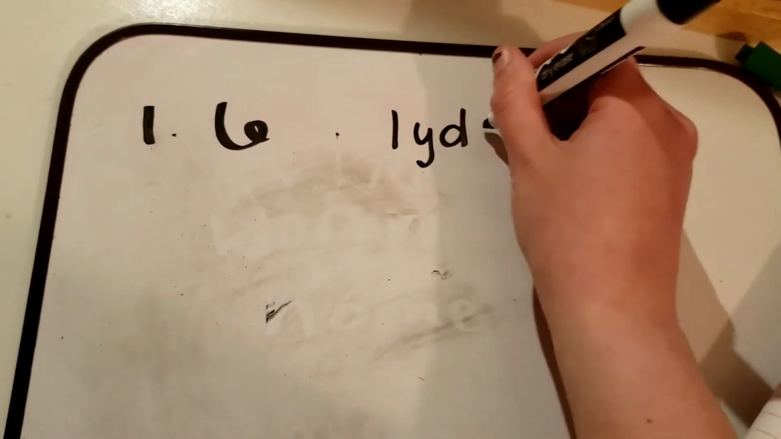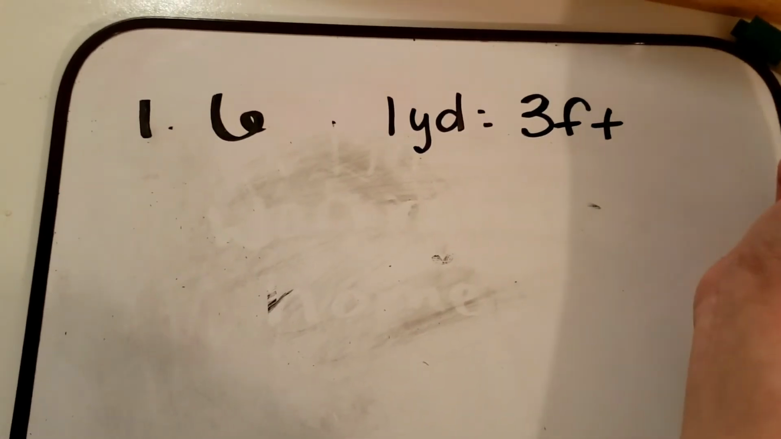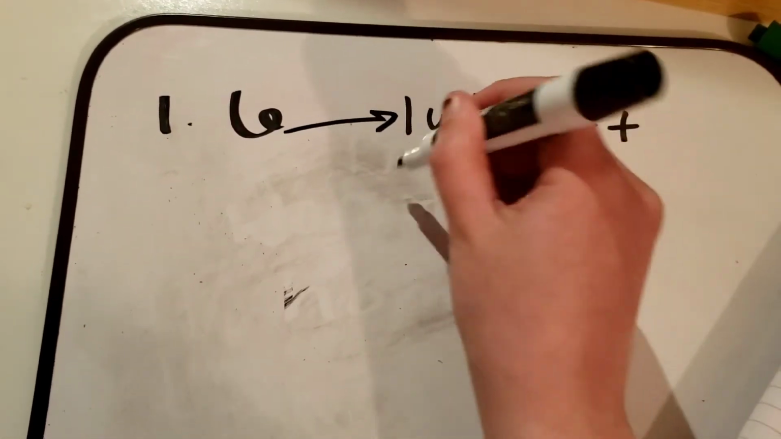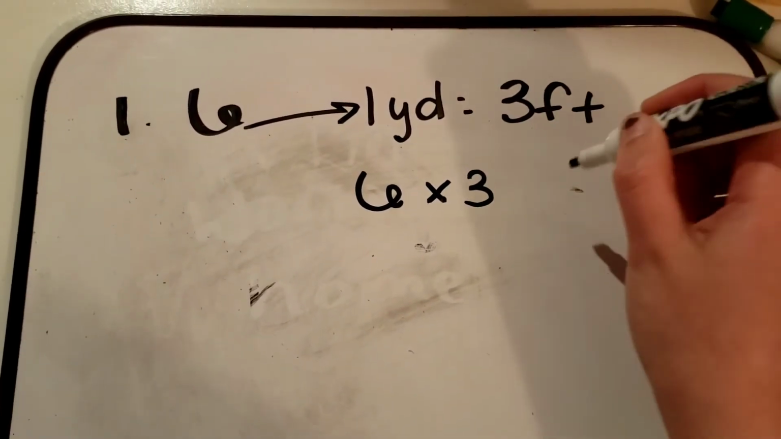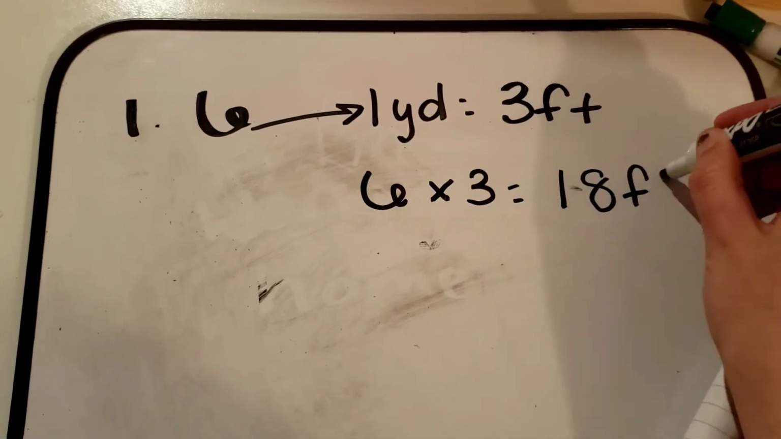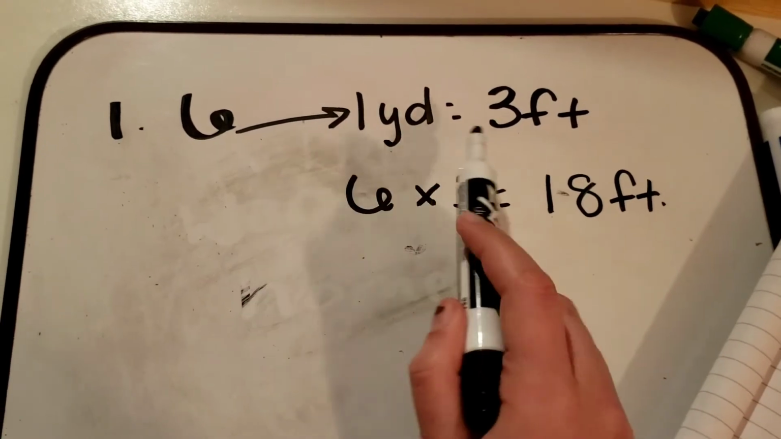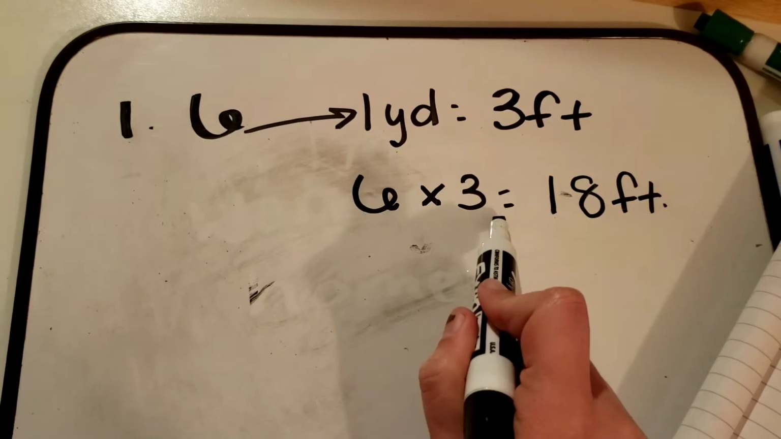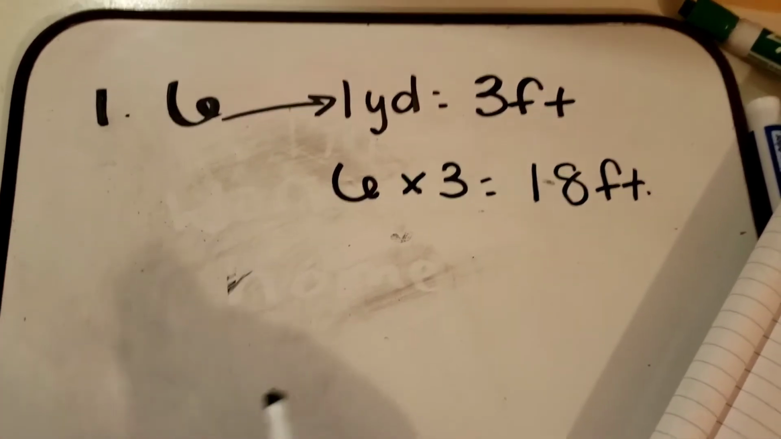So we know that 1 yard is the same as 3 feet. So if we go ahead and move that 6 where that 1 is, 6 times 3 equals 18 feet. You have to multiply to figure out how many feet it is. So, 1 yard is 3 feet. You got 6 yards. Multiply by 3 feet. Alright.